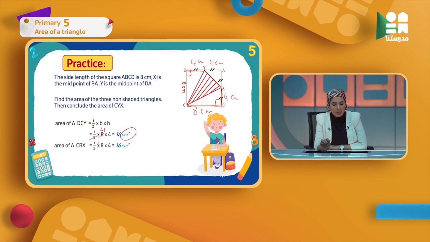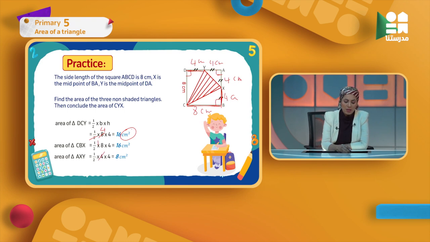Now, the third one is a bit different. It is also a triangle. AYX is also a right angle triangle at the point A. But the side lengths in this triangle are different. So AY is 4 centimeters and AX also is 4 centimeters. Then here the height and the base, both of them equal to 4 centimeters. So it will be half times 4 times 4, which is 8. Half times 4 times 4, 2 divided by 2 is 1, 4 divided by 2 is 2, 2 times 4 is 8. So it's 8 centimeters squared.